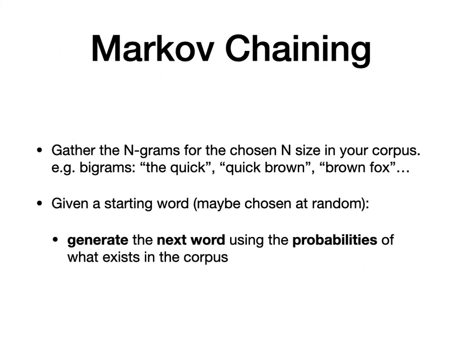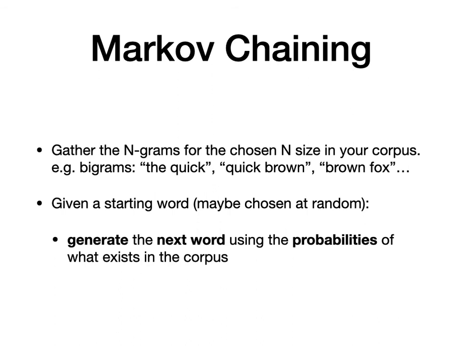So, how might we use this? The general idea is you gather your n-grams for the chosen n size. So, for example, some bigrams, the quick brown fox. And then given a starting word, maybe you choose it at random, you're going to generate the next word using the probabilities of what exists in your corpus. This is how we chain, this is how we can produce language.